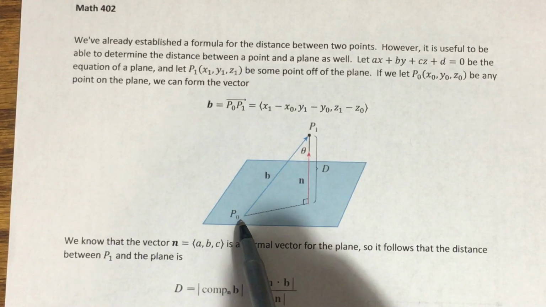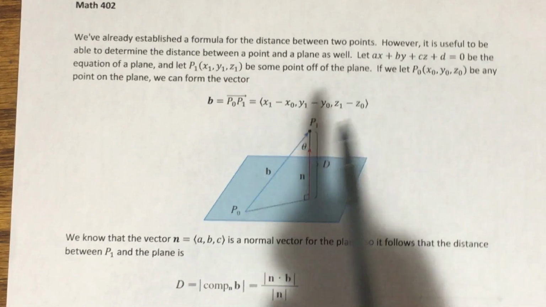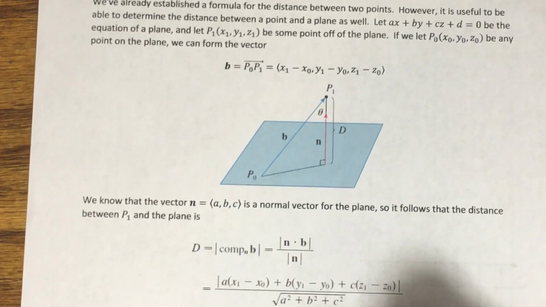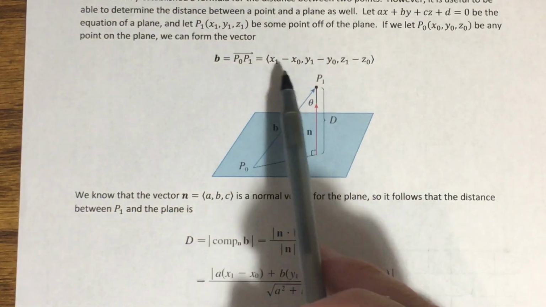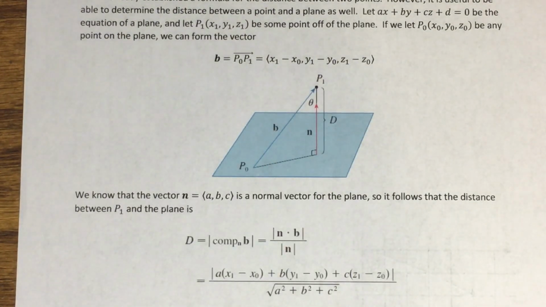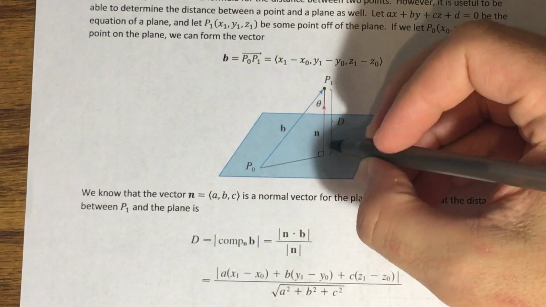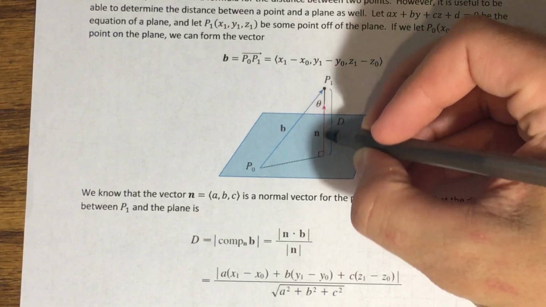If P0 has coordinates x0, y0, z0, then we know how to find the component form of a vector, knowing its endpoints like that. So this is what that would look like. Now, what is it that we're looking for? Well, we're looking for this length right here.